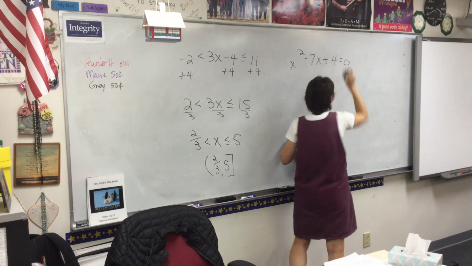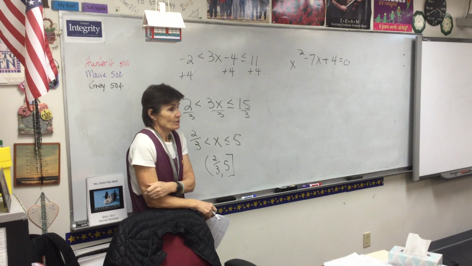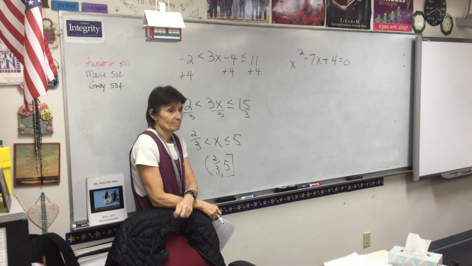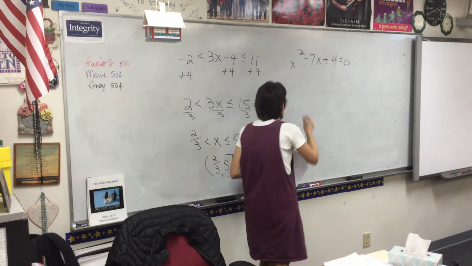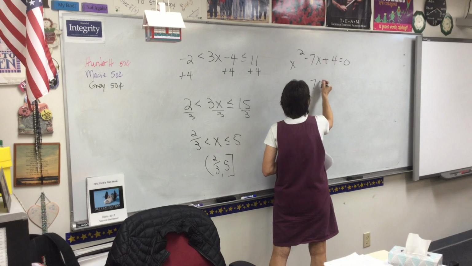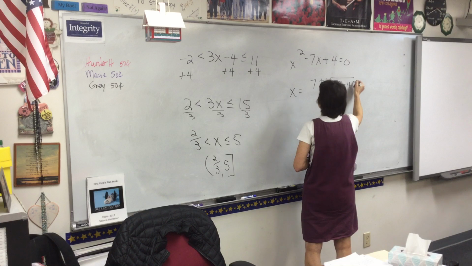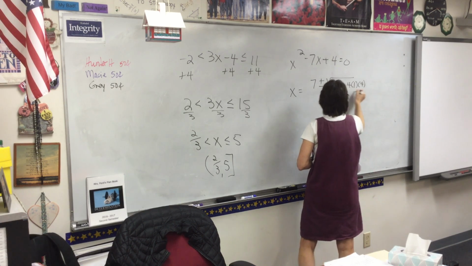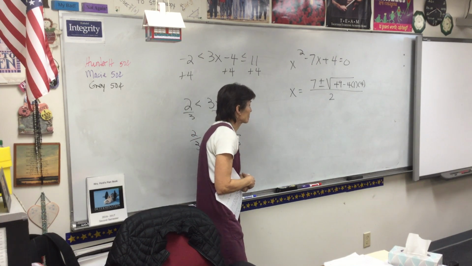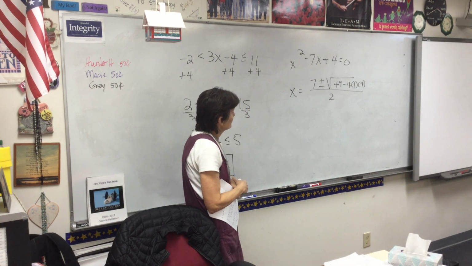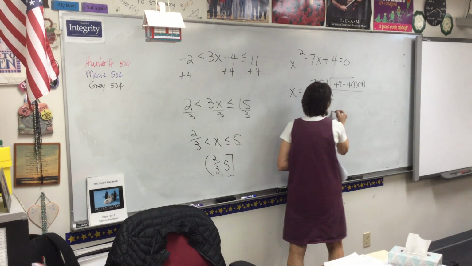All right, here you go. Exam question, 100% guaranteed. What are you going to do to solve it? Quadratic formula. Absolutely. Quadratic formula. X equals negative b plus or minus the square root of b squared minus 4ac all over 2a. What's underneath that radical? Plus or minus the square root of what?